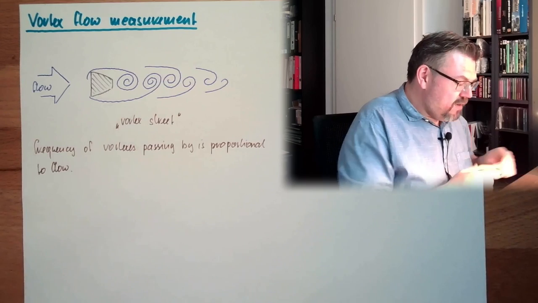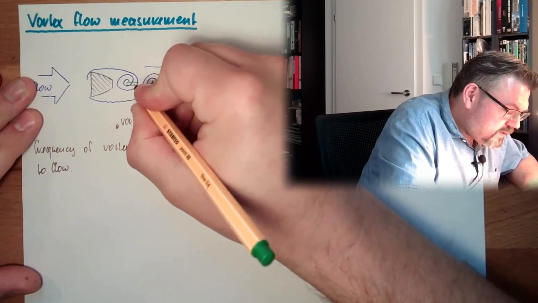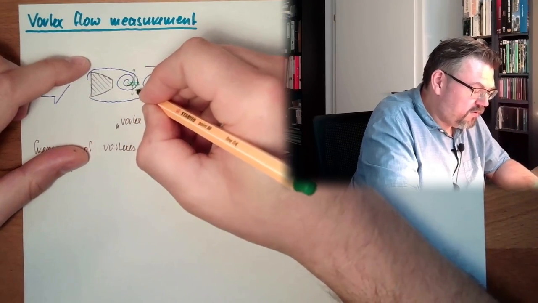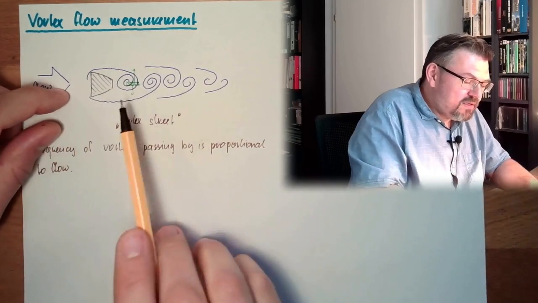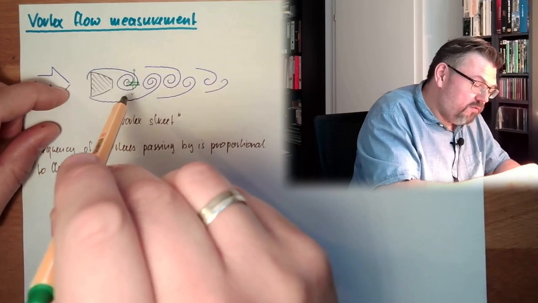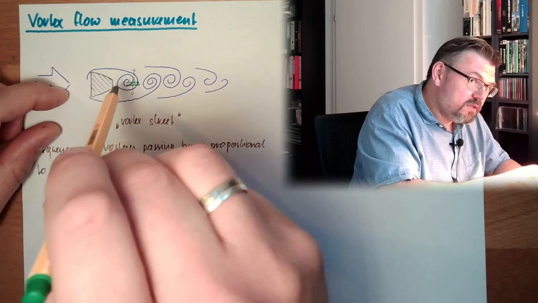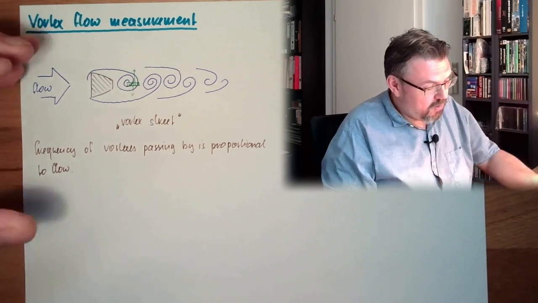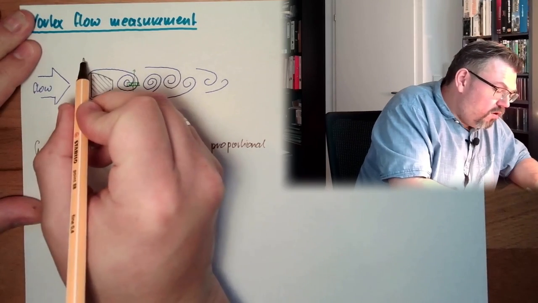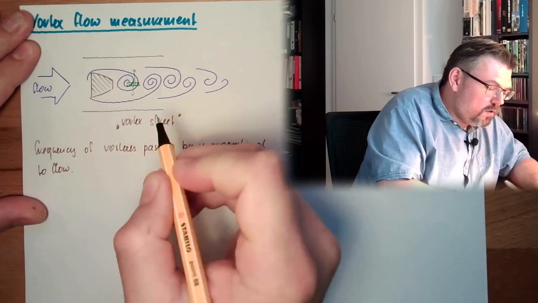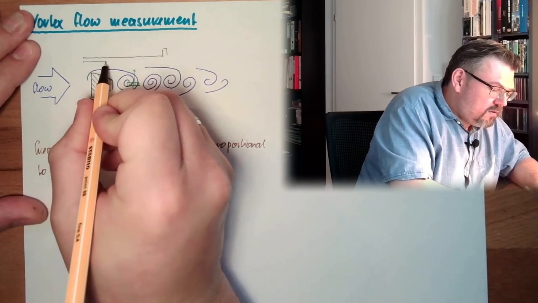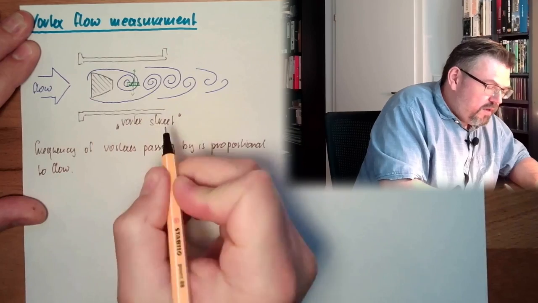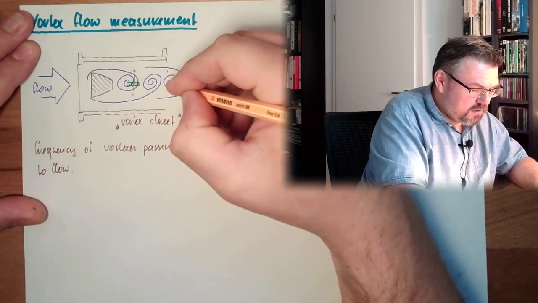And I put in here a measurement device. And this will one time be pushed in this direction, then it will be pushed in this direction, and again in this direction. And from the frequency of the vortexes passing by, it will always be tuk, tuk, tuk, tuk, tuk, tuk. And out of the frequency, I can measure how much flow there is. Okay? And now I build this all together in some sort of tube. And that's actually it. That's vortex flow measurement. Alright? This is how this is working.